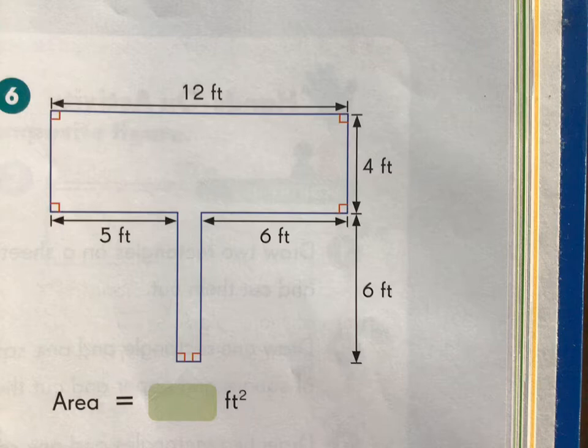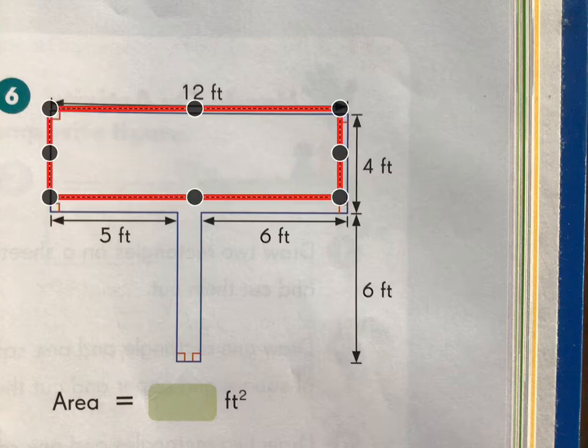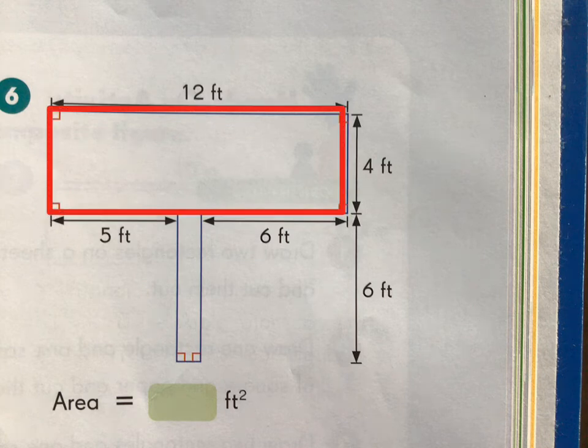put together. I'll highlight those in red so we can see them. So here's the first rectangle, and we'll do the next one in blue. And there's the second one. So this figure is made up of two rectangles. So let's start by finding the area of the red rectangle.